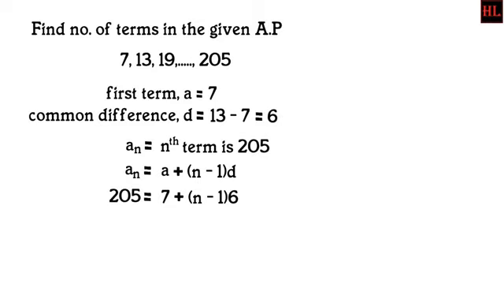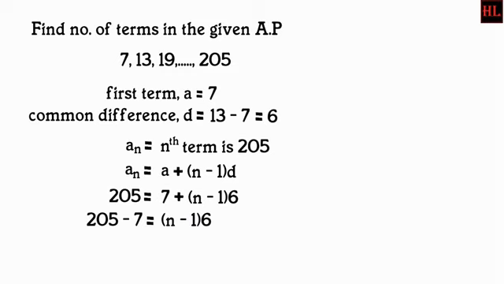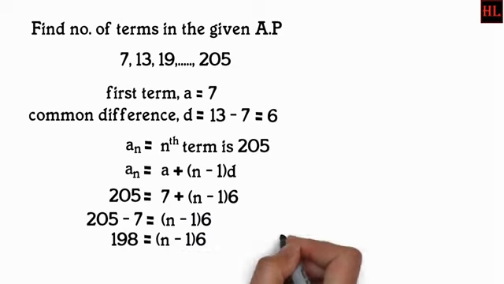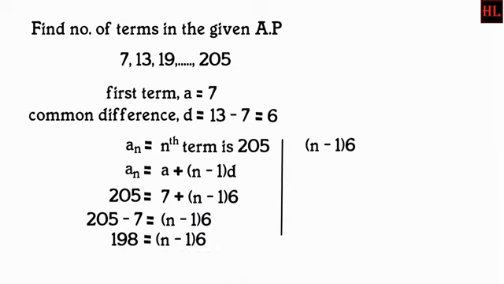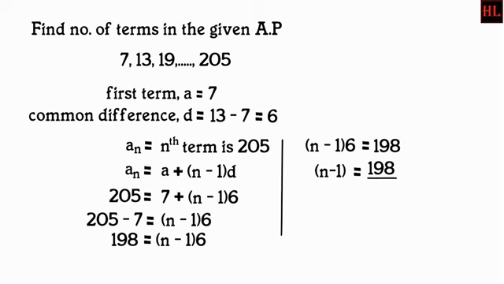Now we'll take 7 from RHS to LHS. So we'll have 205 minus 7 is equal to (n minus 1) multiplied by 6. By subtracting, we'll get 198 is equal to (n minus 1) multiplied by 6. We can also write it as (n minus 1) multiplied by 6 is equal to 198. 6 is in multiplication with (n minus 1), so when we take it from LHS to RHS, it will be divided by 198. So we'll have n minus 1 is equal to 198 divided by 6.